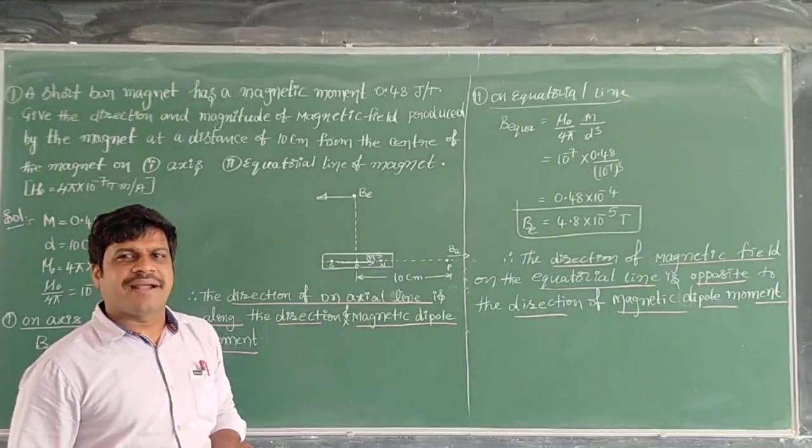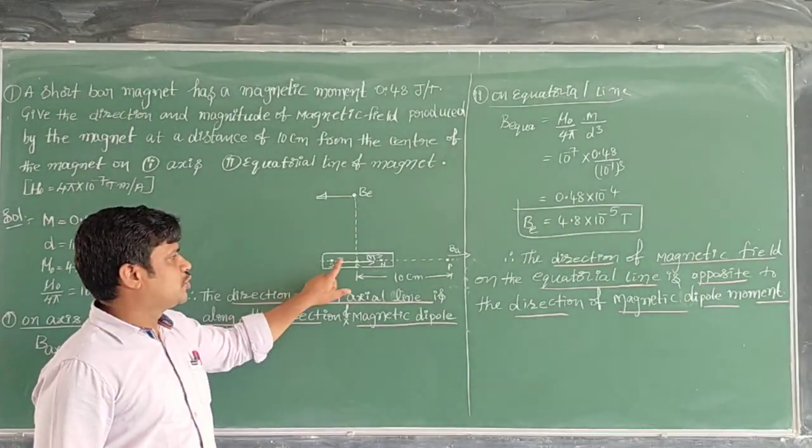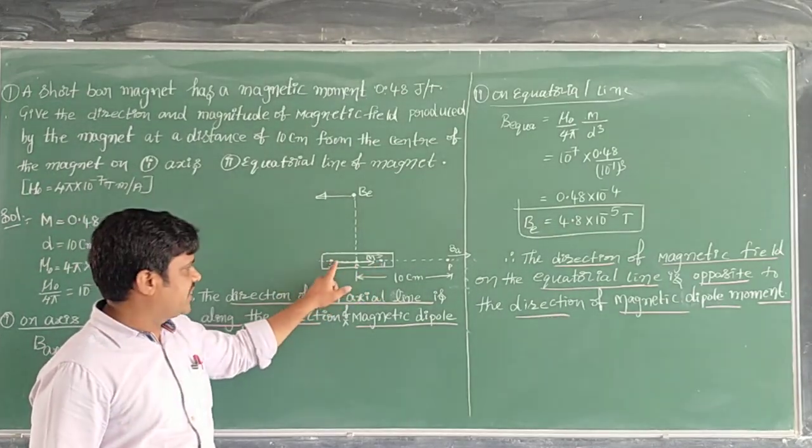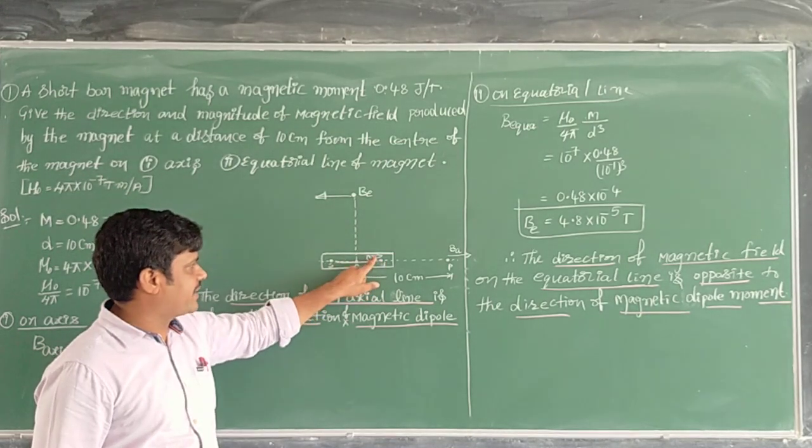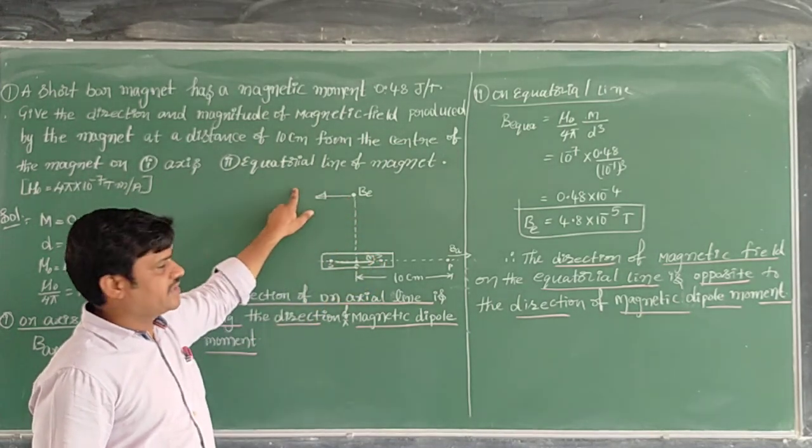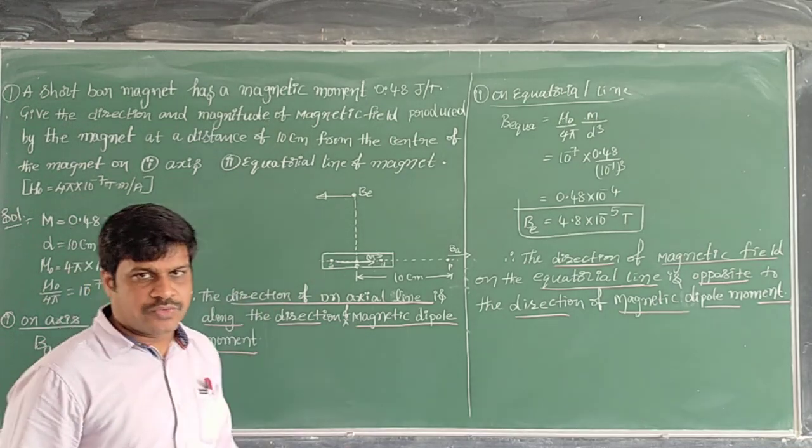What is the direction of the magnetic dipole moment? From south to north. Here, the south to north direction is the magnetic dipole moment. It is opposite in this direction. Yes, make it good.